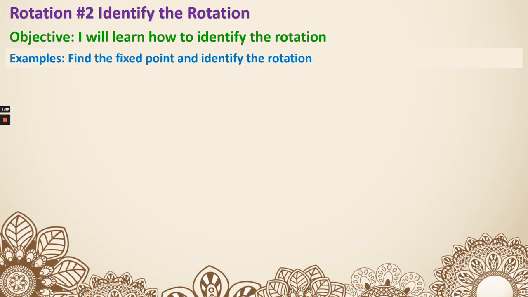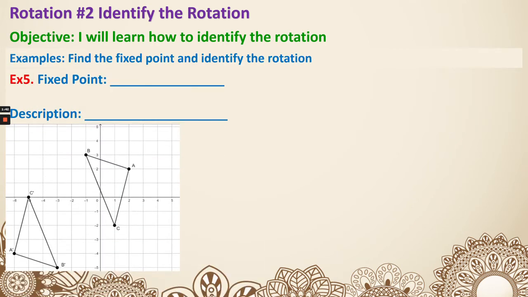So let's have a look at the process. Here's Example 5. You need to make sure you are connecting the corresponding points, which means they have the same letter, like A and A prime. So I'm going to connect A and A prime. If you need to draw the line straight, please go get a ruler. A and A prime is there. B and B prime is there. And C and C prime is there. You can clearly see they are going through a single point right there, and that is going to be our fixed point.